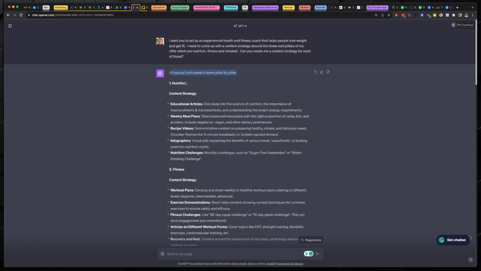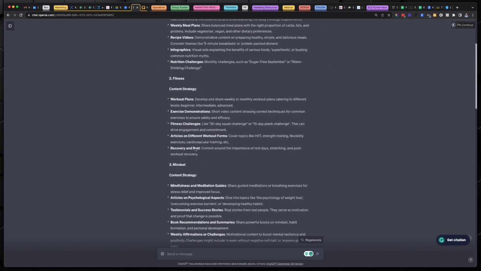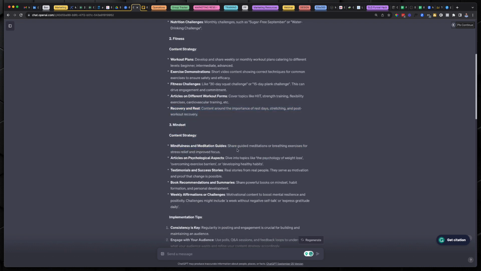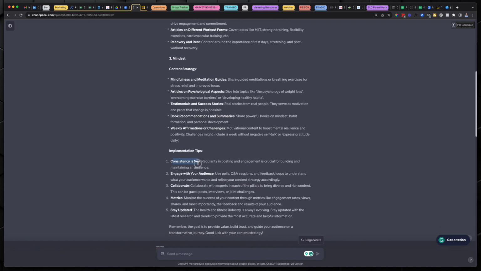And it says, okay, of course. So here's nutrition. Here's the content strategy. So it's talking about articles, deep dive into science and nutrition, weekly meal plans, recipe videos, infographics, nutrition challenges. Fitness: workout plans, right? Exercise demonstrations, challenges, articles on different workout forms, recovery and rest. Mindset, mindfulness. You see where I'm going with this. And then it has some implementation tips for your content strategy. Consistency is key, obviously. Engage with your audience, right? Collaborate, metrics, stay up to date.